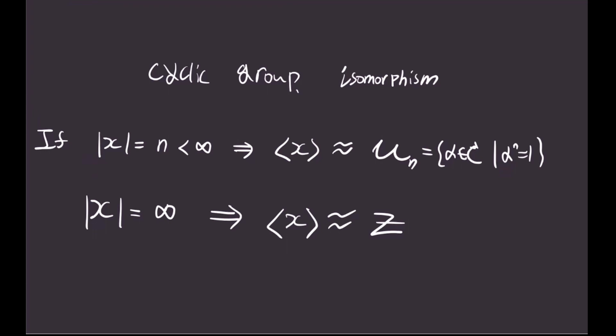If the order of the cyclic group is finite, n, then the cyclic group generated by X is equal to mu sub n up to isomorphism. Also, if the order of the cyclic group is infinite, then the subgroup generated by X is equal to the integer set up to isomorphism. Okay? To understand this, we have to understand what order is.